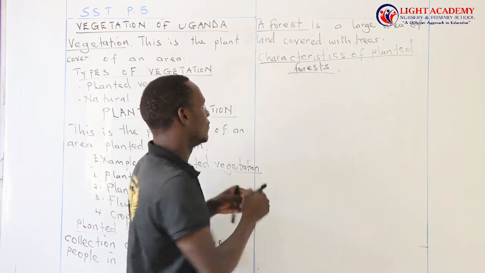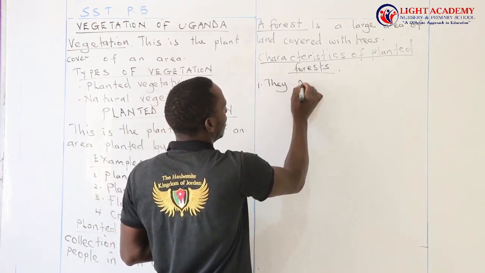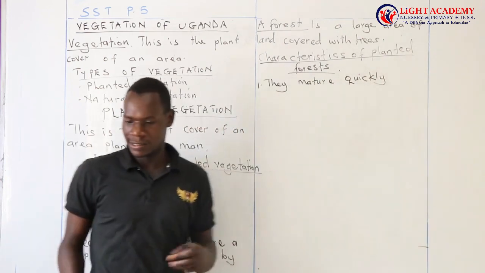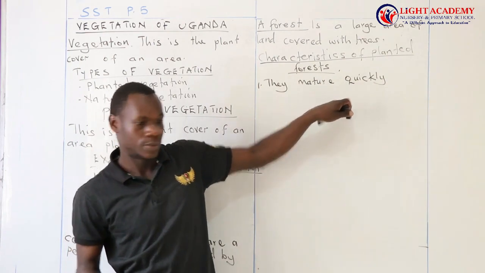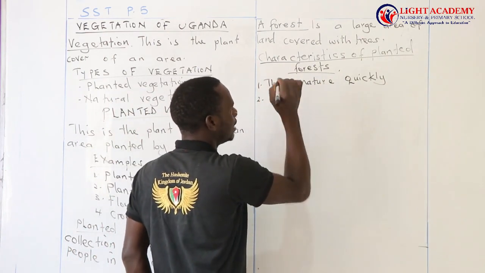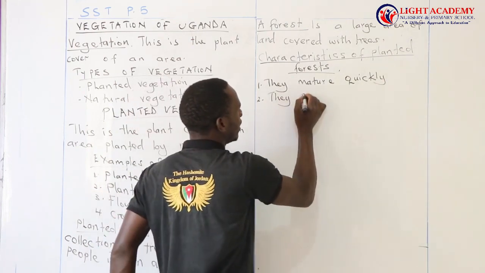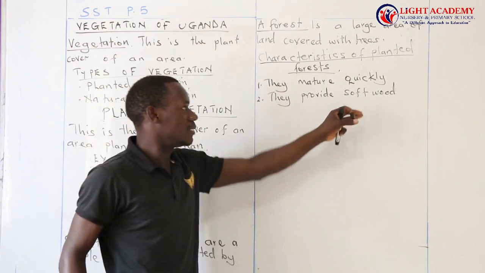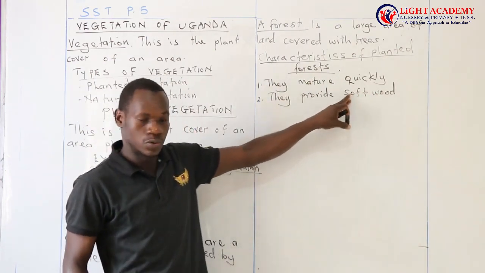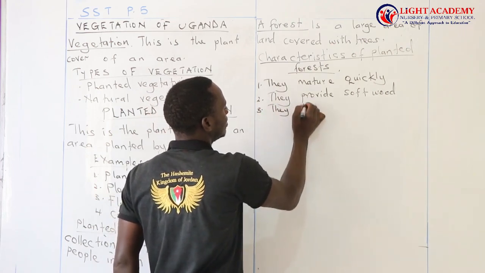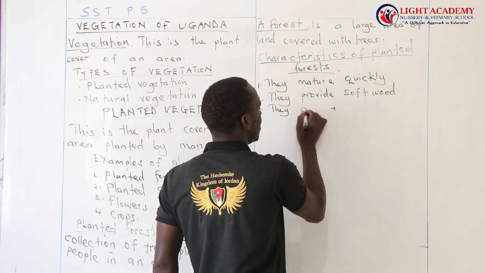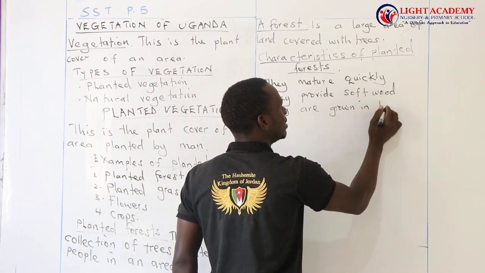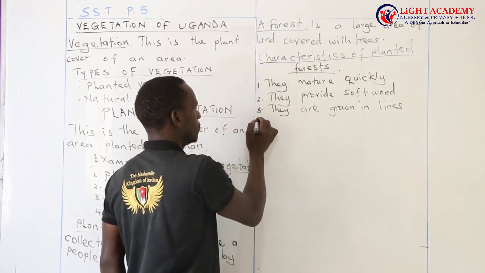Characteristic number one of these planted forests: they mature quickly. The trees mature quickly as characteristic number one. Two, these planted trees provide soft wood. They ask the type of trees produced by planted forests. This is soft wood. Three, they are grown in lines as one of the behavioral characteristics, number three.